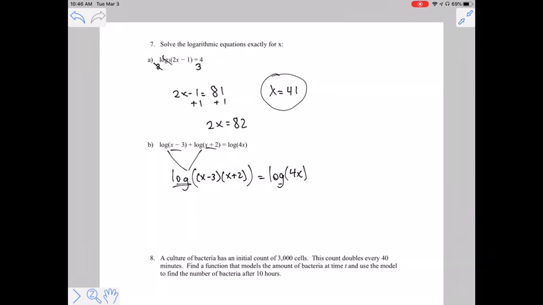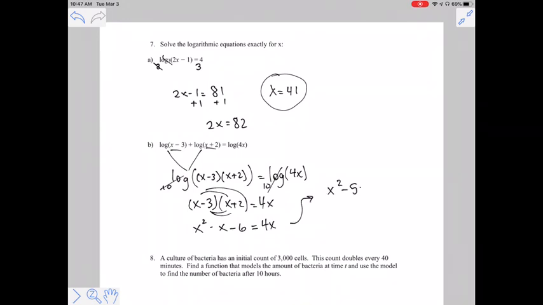Now that we have one single logarithm that equals one single logarithm, that's considered isolated, so we can use a base to cancel the logarithm. We're going to use base 10 on both sides. Base 10 cancels the common log. So now we have x minus 3 times x plus 2 equals 4x. Now we solve the equation for x. No longer need to use logarithms or exponentials. This is going to turn out to be most likely a quadratic equation. So if we distribute here, we're going to get x squared minus x minus 6 equals 4x. Subtract the 4x, we can get one side equal to 0, and we get x squared minus 5x minus 6 equals 0.